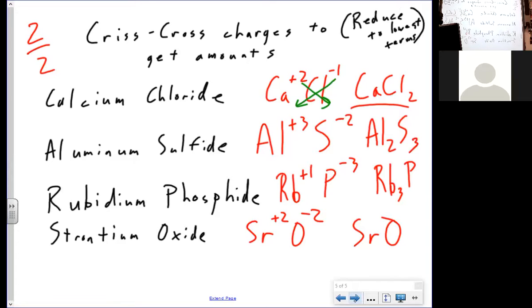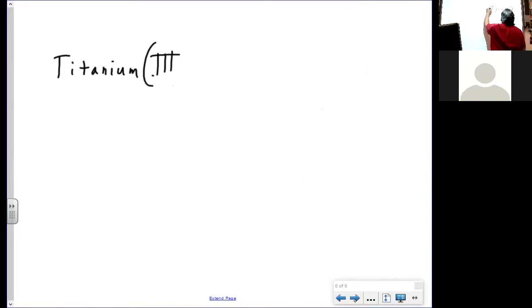Let's talk about the guys in the middle real quick. Because you don't know about them, it's actually easier. I'll explain what we're going to do. Because you don't know what the charge is, I have to tell you what the charge is. So instead of just saying sodium chloride, I'm going to say titanium 3 chloride. What do you think that 3 is?